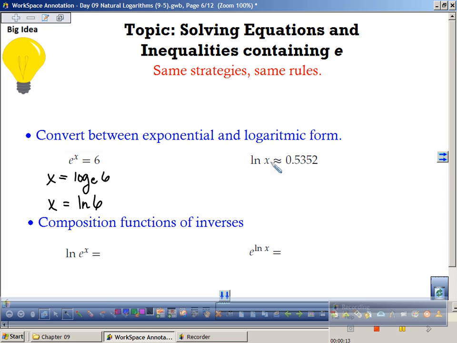What if I was given this? Natural log x is about... what does about mean? Approximately. As close as we can get on a calculator, right? So how could I rewrite this? Log base e of x is approximately 0.5352. How would I put that in exponential form? x equals e to the 0.5352. Good.